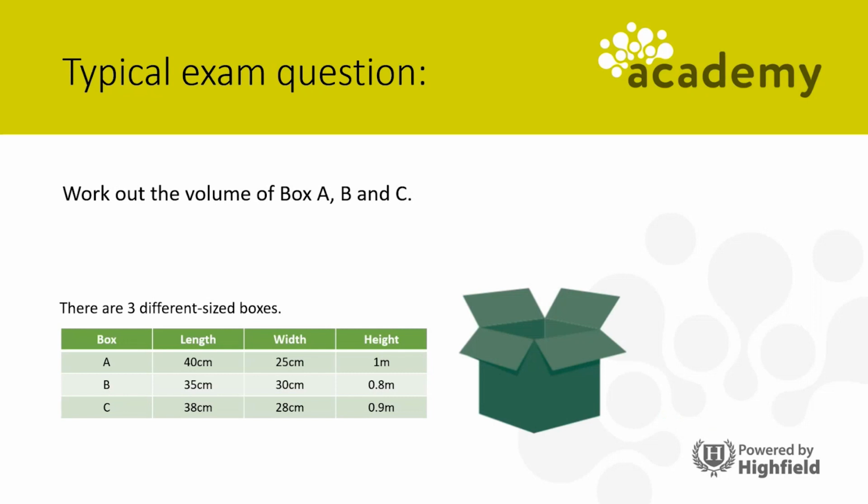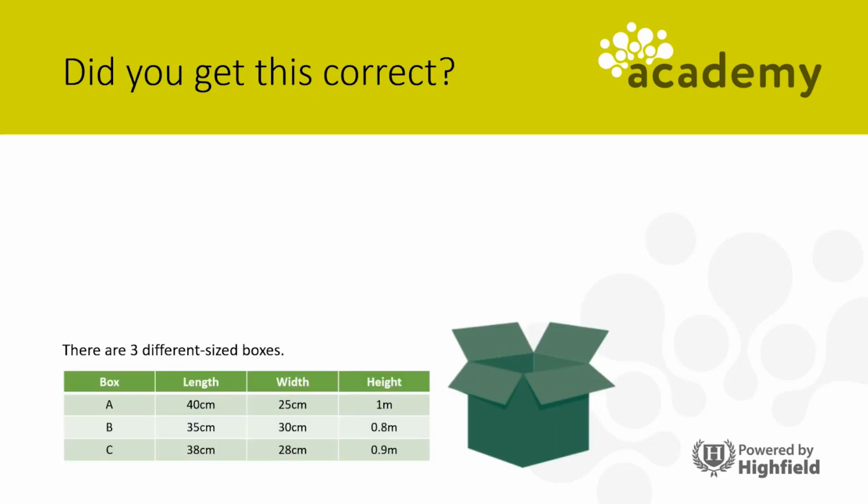Here's a typical exam question. Work out the volume of box A, B, and C. There are 3 different sizes of box. And in the grid, you can see the length, width, and height of each box. So what I'd like you to do is press pause, have a go at answering the question, and press play when you're ready to see the answer. Did you get it right?